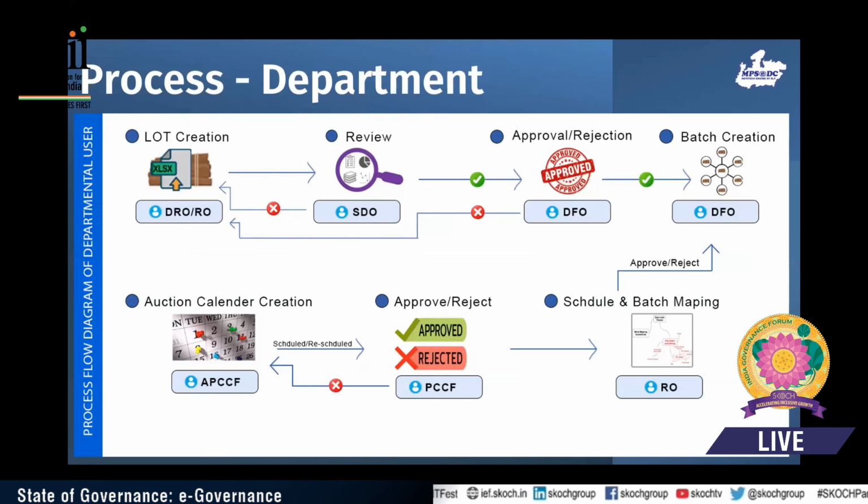So I have segregated the entire project into two different processes. I will just talk about the process which is related to the department side. There are many stakeholders within the process that falls under the Forest Department. There are DROs, Deputy Range Officers, SDOs, DFO, and then we have APCCF and then PCCF.